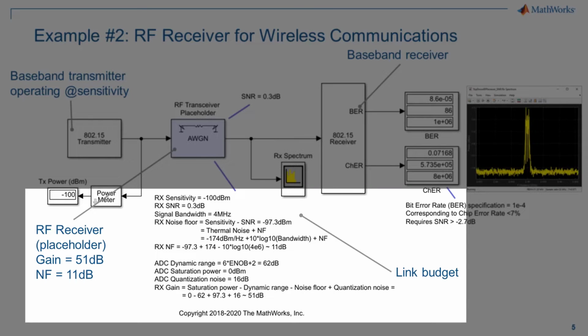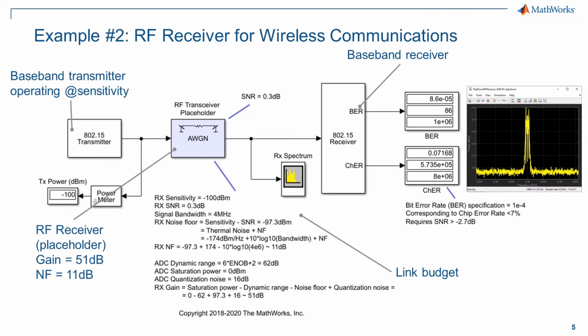Based on the SNR, we can derive the RF receiver budget using heuristics and well-known link budget analysis techniques. In this case, for a power sensitivity of -100 dBm and a 10-bit ADC with 0 dBm of saturation power, the RF receiver specification has 51 dB of gain and 11 dB of noise figure. Let's now open up the model and verify that the RF receiver chain does meet the budget specifications.